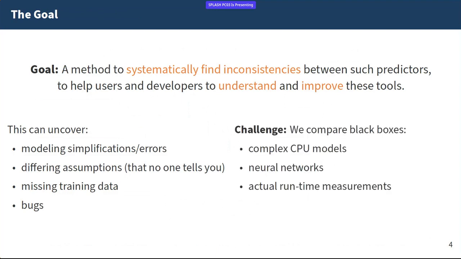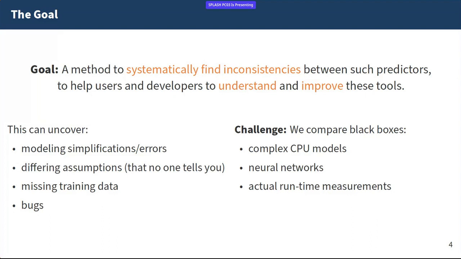So this goal, however, comes with quite the challenge, because these tools use really a large variety of techniques. On the one hand, we have a lot of different complex CPU models that are used, which are quite difficult to work through. Then we have the neural network-based tools, which I guess no one really understands what they're doing. And then on the other hand, it would be really cool to also compare these tools against measurements on the actual hardware, because we can also do that to some extent. And there, we have no chance at all to look into them and see what they're doing.